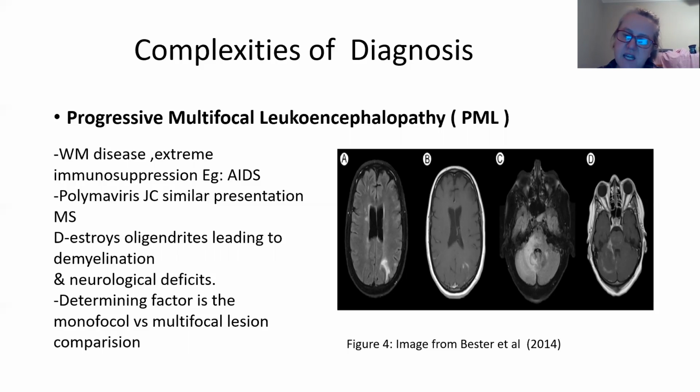So here's the common factor with MS, the demyelination and the corresponding neurological deficits. But the determining factor that needs to be taken into consideration for diagnosis is that in MS sufferers, the lesions are monofocal, and in PML, the lesions are multifocal. So using MRI scans, you can identify where the lesions are and what type of lesions they may be. And here we have an image from Best et al. of a brain with PML.